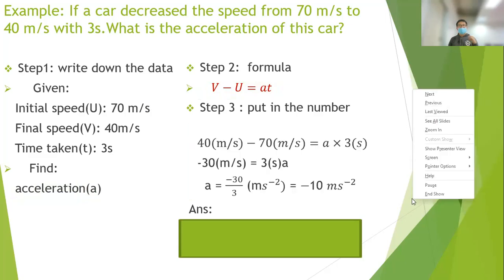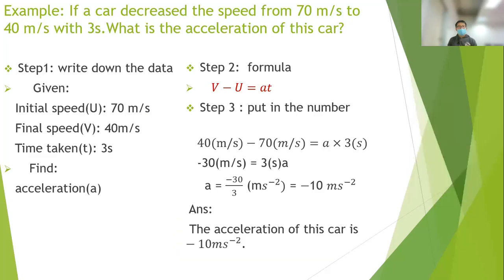Yes, there is a negative in this equation. So it is negative 10 meters per second squared. It means this acceleration is decreased. It's not speeding up, it's decreasing the speed. So we write the answer as: the acceleration of this car is negative 10 meters per second squared.